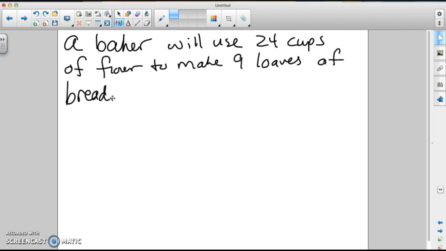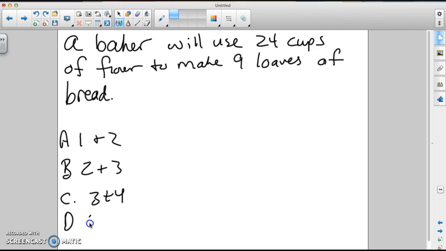And it asks me a very odd question. The total number of cups he will use for each loaf of bread is between. And it has, is it between 1 and 2? Is it between 2 and 3? Is it between 3 and 4? Or D, is it between 4 and 5?